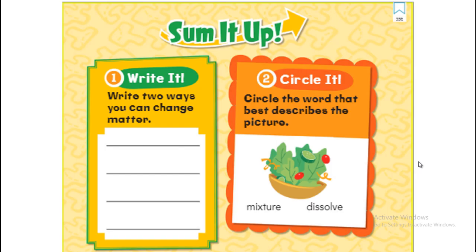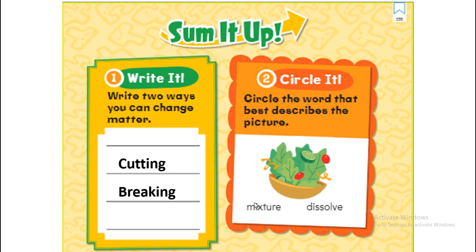Write 2 ways that you can change matter. Right? 2 ways that you can change matter. Like papers, like Play-Doh, like an egg, fruits, a book, a glass, anything. How can you change it? We can change it in many different ways. Cutting, breaking, you can say folding, tearing. All these things you can change the matter.